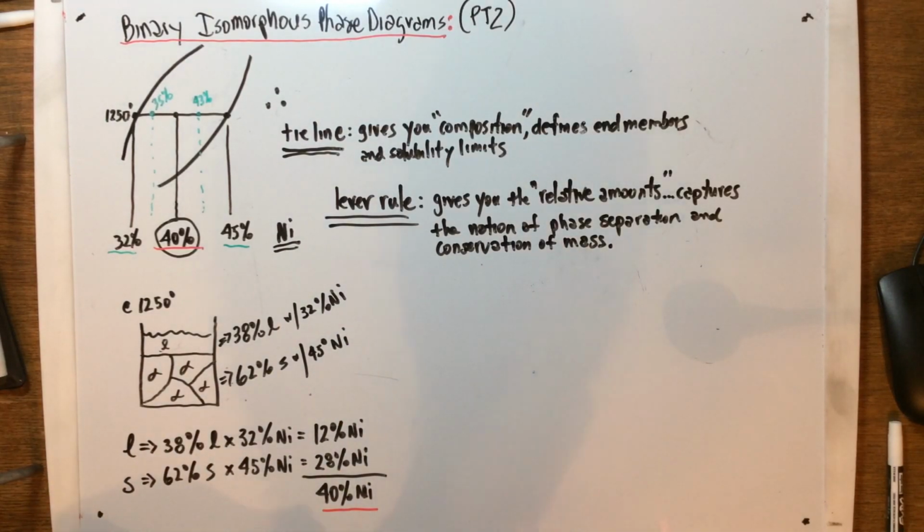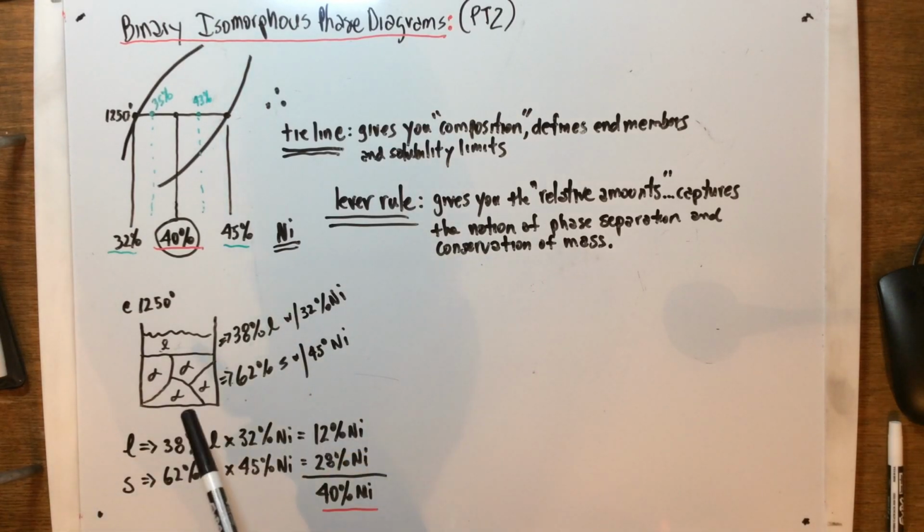Going to pick it up on binary isomorphous phase diagrams. This will be part two, and the other one got cut off because I didn't realize I could do a full 50-minute video or whatever it was. But at any rate, this will be much shorter because I was told to keep it to 15 minutes or so. So I want to go over the things that were lost in the last section.